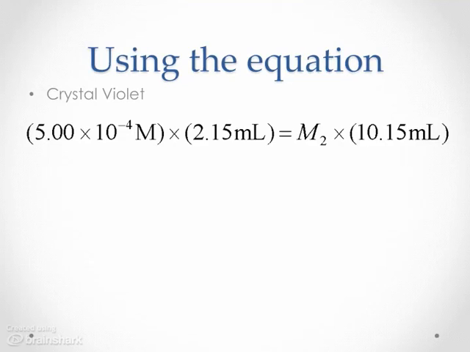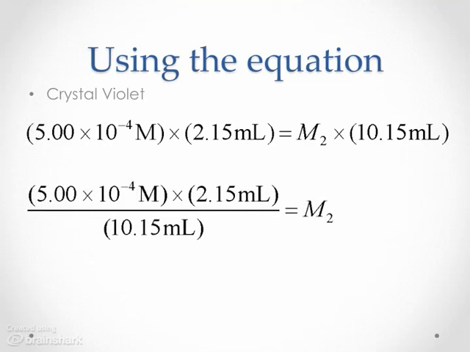We've also got the total reaction system volume, where we mixed all of our reagents together to form a volume of 10.15 milliliters. So the only value that we don't have is that initial reaction system concentration for the crystal violet. So if we just rearrange the equation, then we can solve for that new molarity.